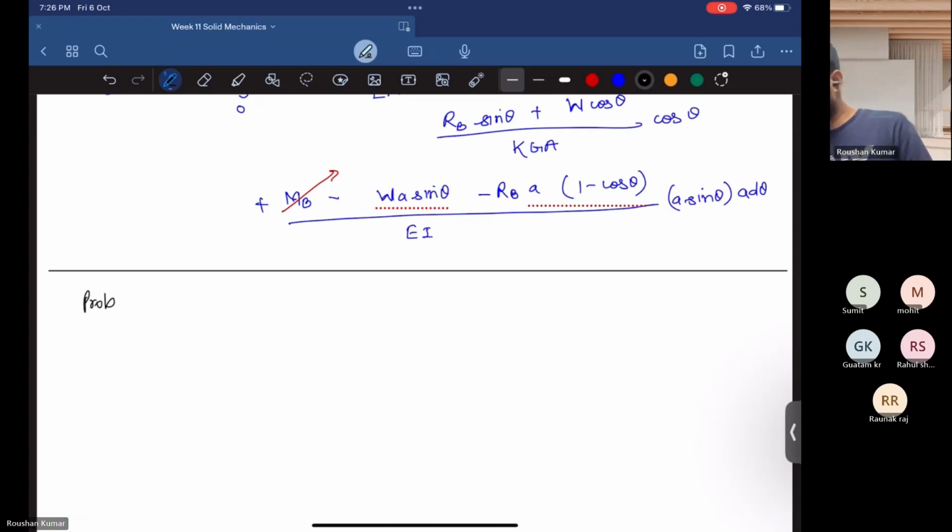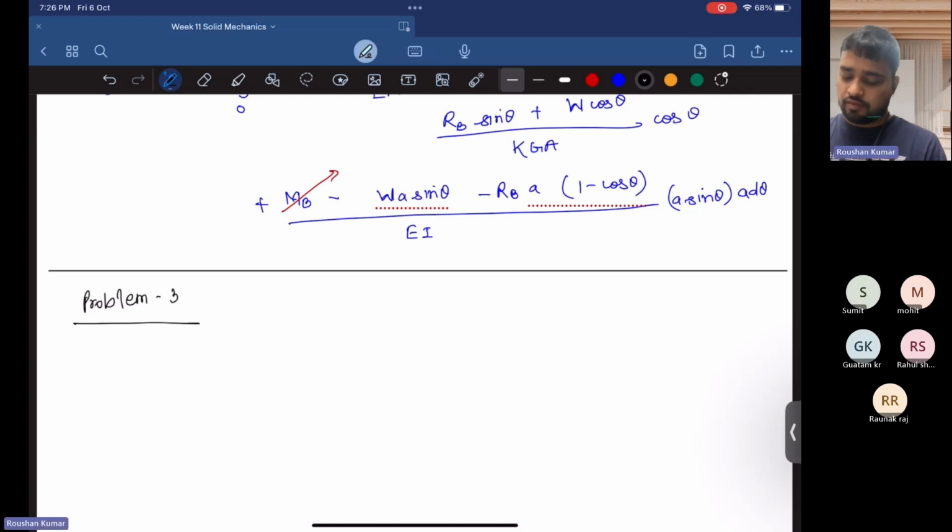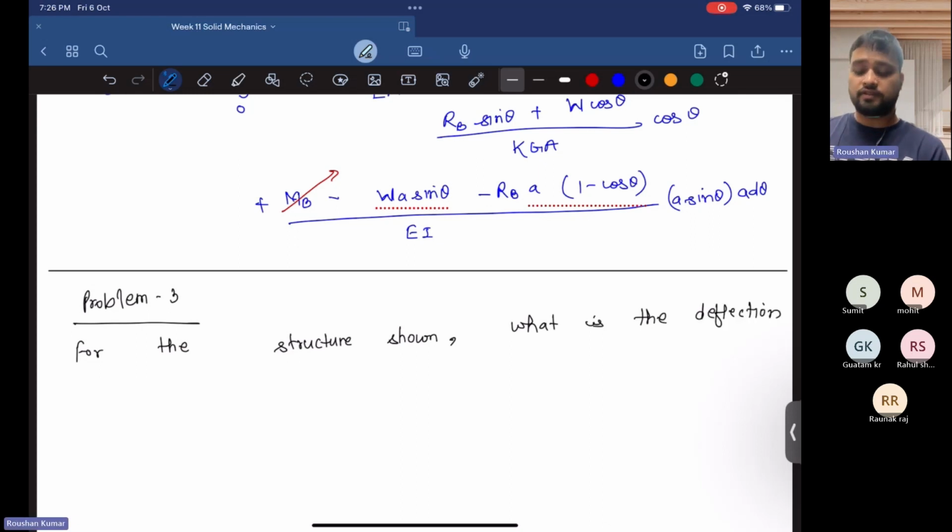Problem 3. So this question says, for the structure shown, what is the deflection at end A? So I will draw the figure later. First I will write the question completely.